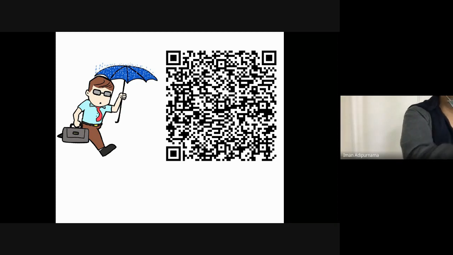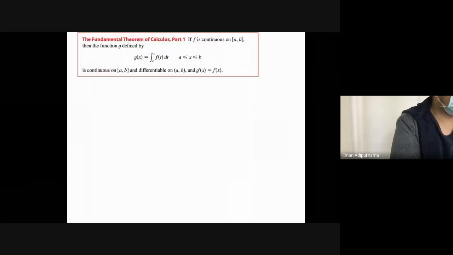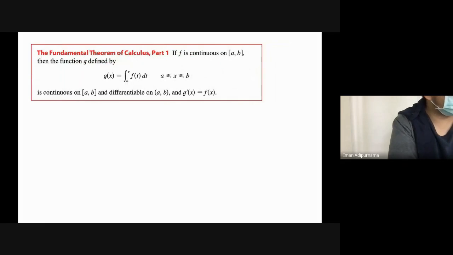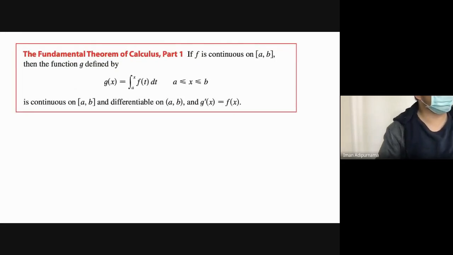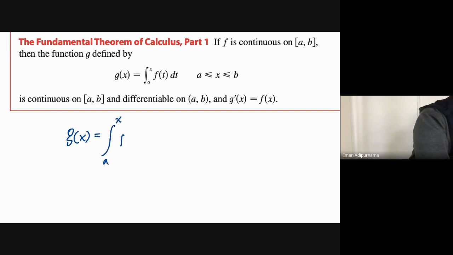Okay, now let's start today's lecture with a little bit of review of the fundamental theorem of calculus. There are two sections of the theorem. The first one is this: when we have g of x as the integration from a to x, and we differentiate, this will be the result.